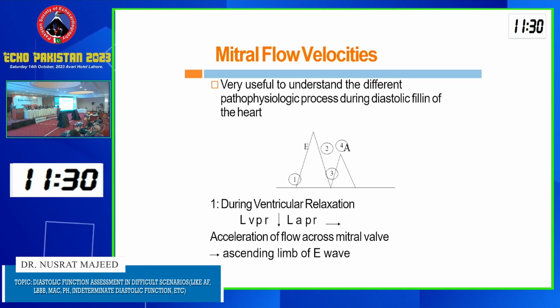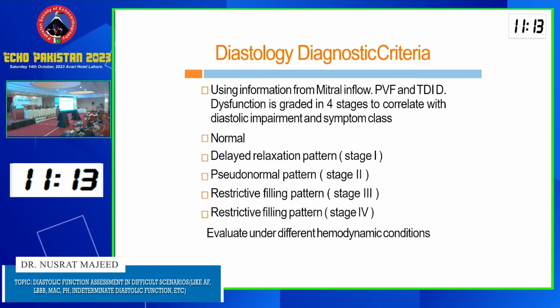Then there's a small interval where the pressures become equal, that is diastasis, and then the remaining part of the blood is propelled by contraction of the left atrium, which forms the A wave. These terms are self-explanatory: E for early diastole and A for atrial contraction. Based on this basic pathophysiological mechanism, we grade diastolic dysfunction in four grades, starting with delayed relaxation.